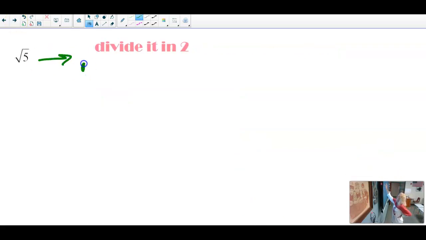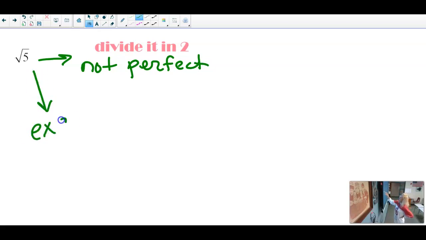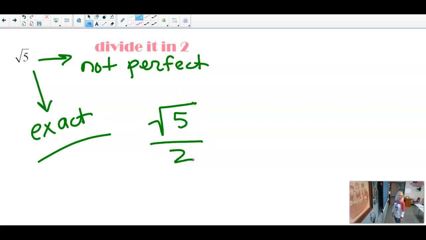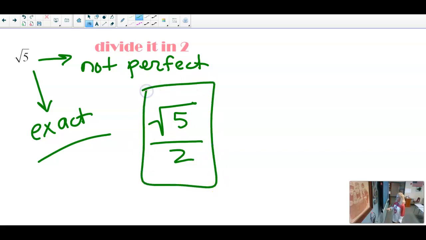That is not perfect. So if we need to divide that in 2, then just divide it in 2. Use a fraction bar. By the way, the square root of 5 is an exact form. Please don't take the square root of 5 and get a decimal number. We want exact form here in Algebra 2. So we're going to leave it in square root form. And boom, I just divided it by 2. That's as far as you can take the directions on that.